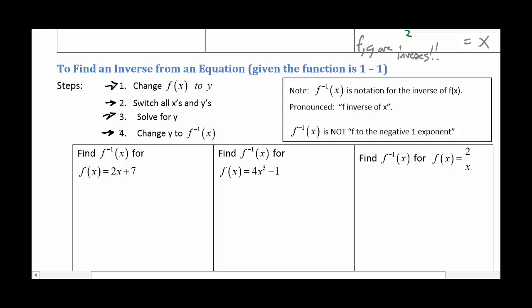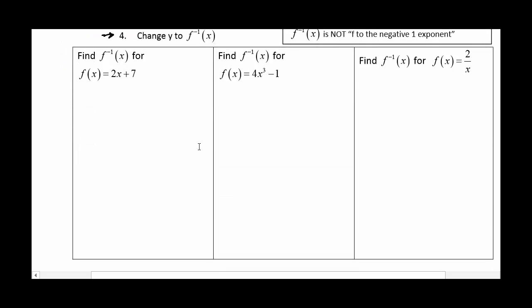Just a word of caution, this f to the -1, we don't refer to that -1 as an exponent. That's just the universal symbol for inverse in this case. Alright, so let's jump into this first example.